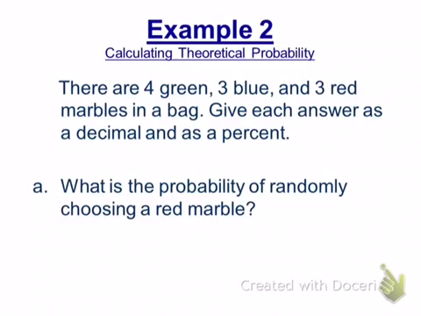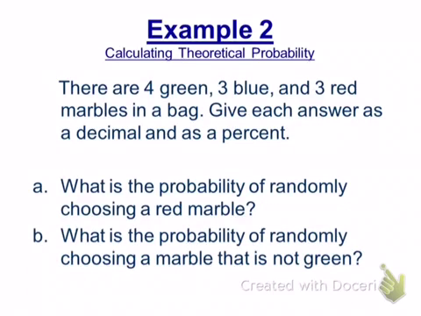What's the probability of randomly choosing a red marble? 3 out of 10, right? Which as a decimal would be 0.3, or as a percent, which I don't really prefer, 30%. Okay? That's pretty easy, right?